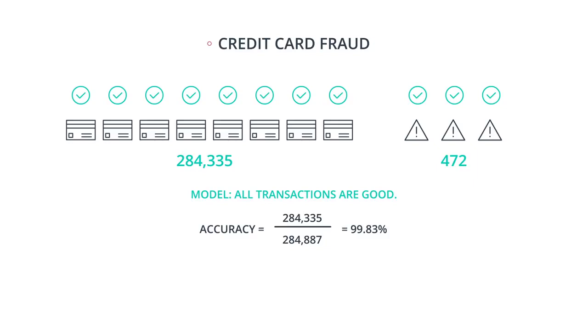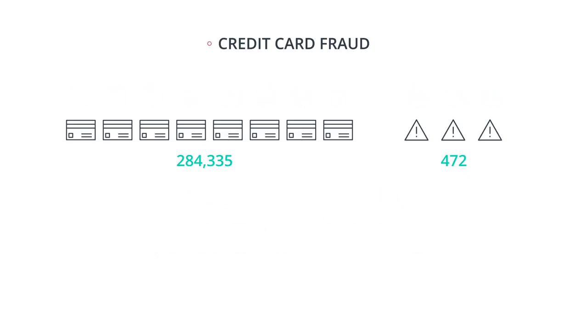Well, not really. This model is not catching any of the bad ones, and the point of the model is to catch the fraudulent transactions. So let's look at another model. Could we get a model that catches all the bad transactions? Can we think of one?